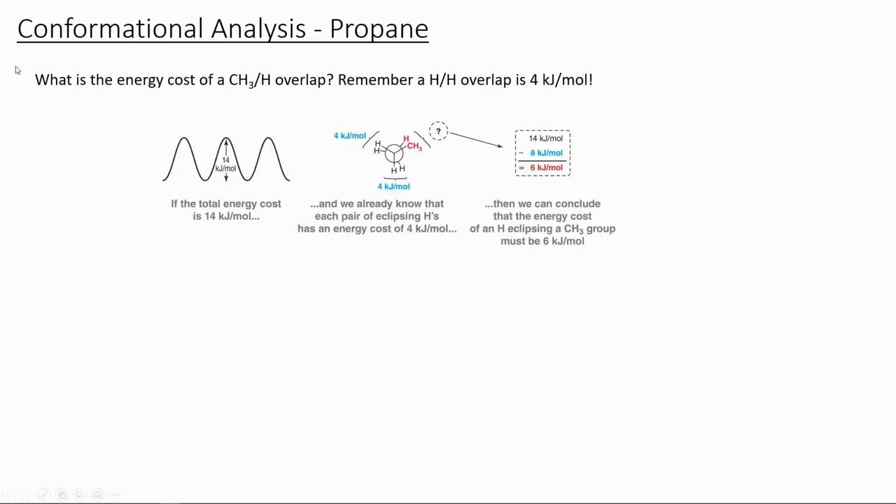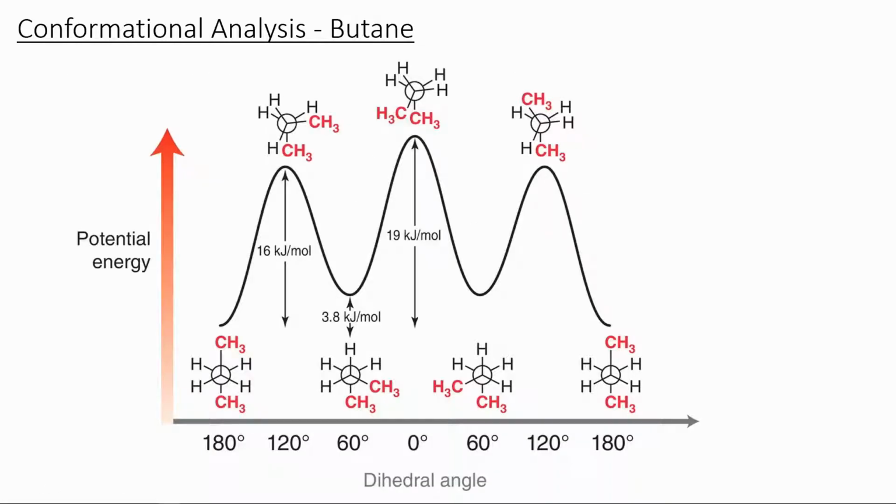A methyl group is going to be larger than a hydrogen, right? Bulkier, so we're going to have a larger energy cost for that overlap. What about butane? Now for butane, we have 4 carbons, and in this energy diagram we're looking at carbons 2 and 3 of butane. We're looking down the bond of the 2 carbons in the middle of butane. So each carbon is going to have one methyl group attached to it.